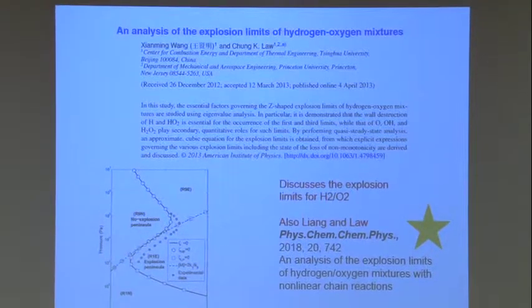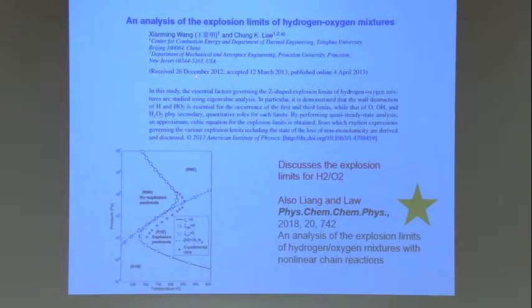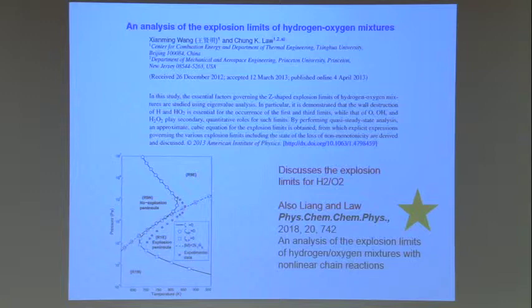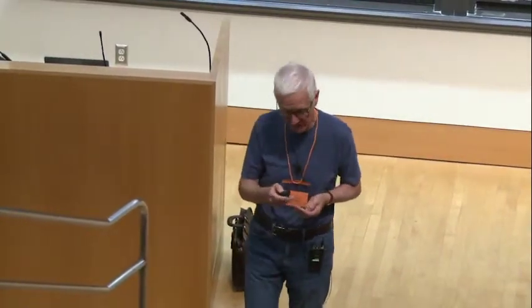Now, this is a paper by Professor Law from 2013 in the Journal of Chemical Physics. And it's a very nice analysis of the limits of these reactions using the sorts of ideas that we were developing yesterday when we were using those matrix methods. So he's using those matrix methods here to understand analytically what these explosion peninsulas look like.